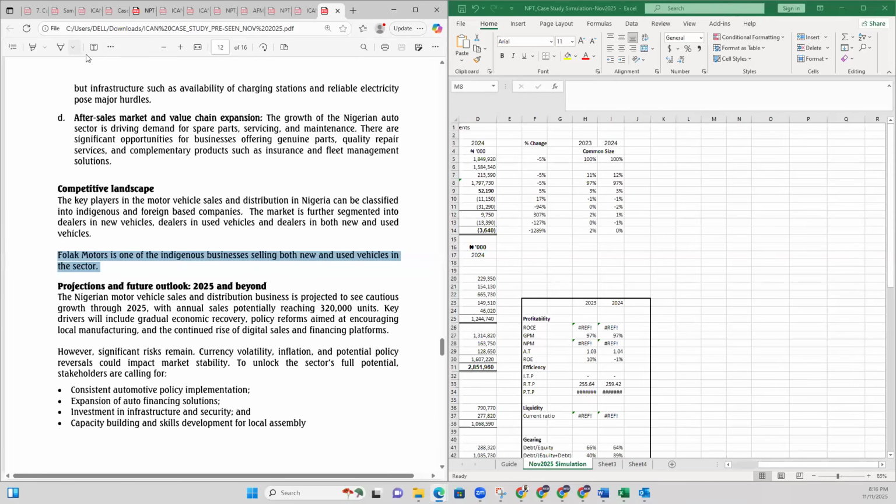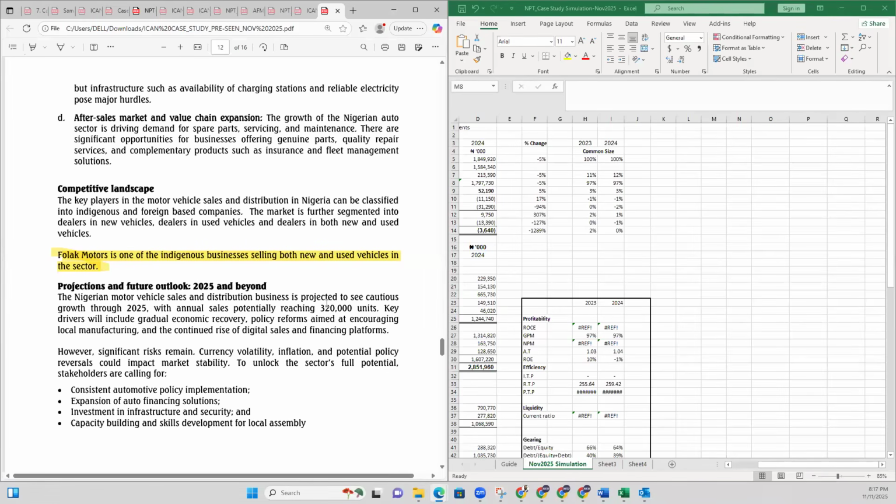Projection and future outlook, 2025 and beyond. The Nigerian motor vehicle sales and distribution business is projected to see cautious growth through 2025, with annual sales potentially reaching 320,000 units. Key drivers will include gradual economic recovery, policy reforms aimed at encouraging local manufacturing, and the continued rise of digital sales and financing platforms.